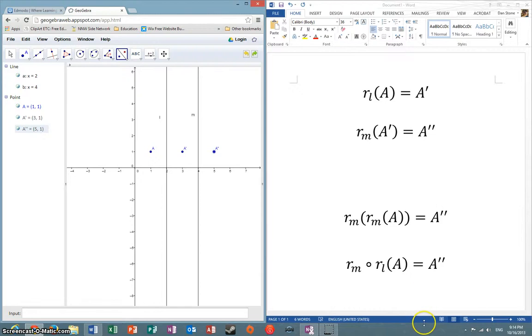Hello, Mr. Stone here to talk about reflection notation. I've got GeoGebra open here on my left. I've got Word with some formulas here on the right. Let's take a look at these.